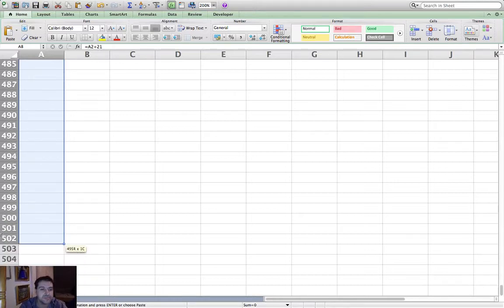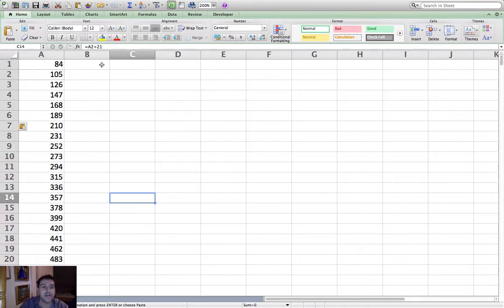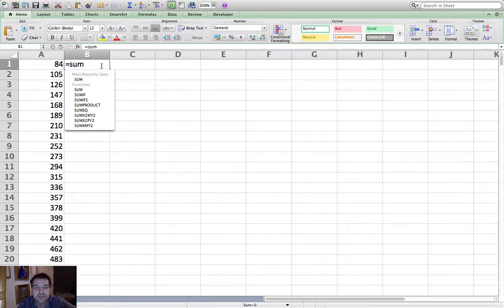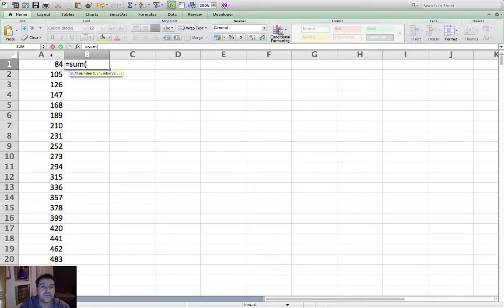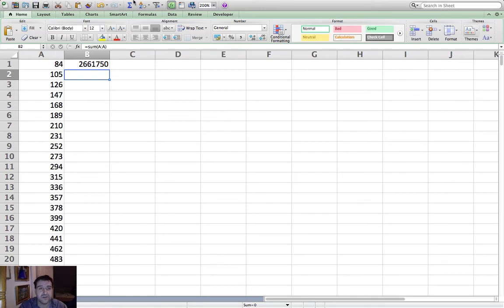Nearly there. And then I'm just going to add them up by typing a formula in this cell that says equals sum of, and then I can click on that whole column to say the sum of everything in that column and press enter. 2,661,750, which verifies what we worked out.